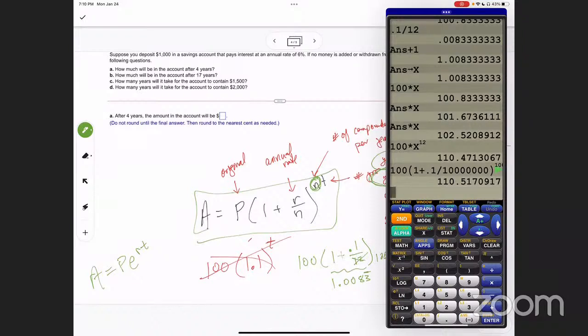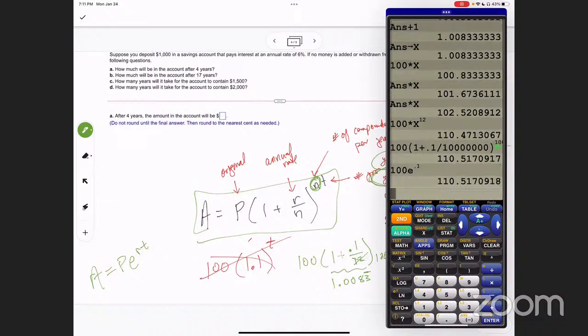And check this out. See that P E to the R T equation over there? 100 is my P. E is this button above the LN button. It's a number. E is a number. And R, remember R was 0.1, and my time was also 1. Watch this. You ready to be amazed? That is the limit to the number of compoundings. That is called continual compounding.